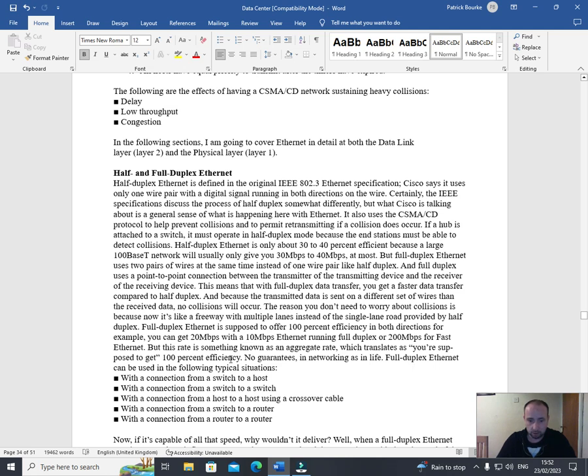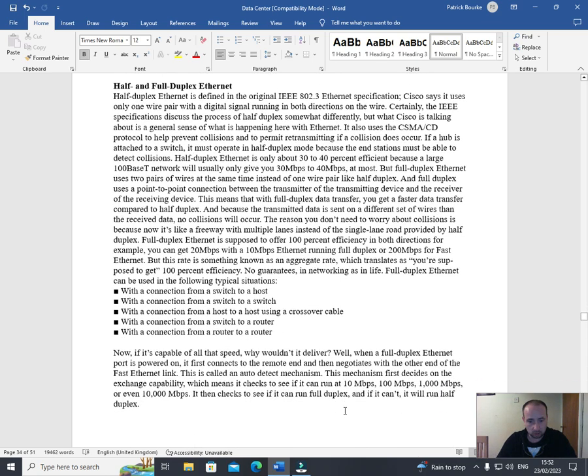Full duplex Ethernet can be used in the following typical situations: within a connection from a switch to a host, with a connection from a switch to a switch, with a connection from a host to a host using a crossover cable, with a connection from a switch to a router, with a connection from a router to a router.